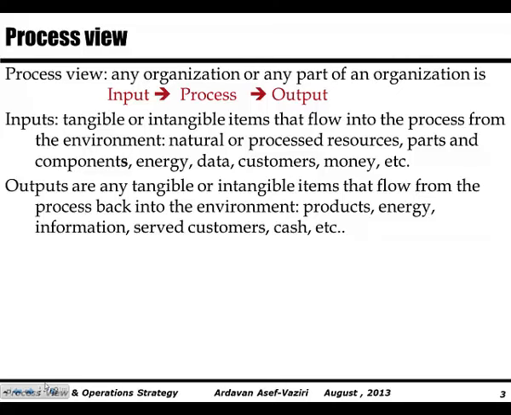Input, a transformation process, and output. Inputs can be tangible or intangible. Natural or processed resources, parts and components, energy, data, customers, cash, and so on. Outputs are tangible or intangible items that flow from the system back into the environment. Products, byproducts, energy, information, served customers, cash, and so on.